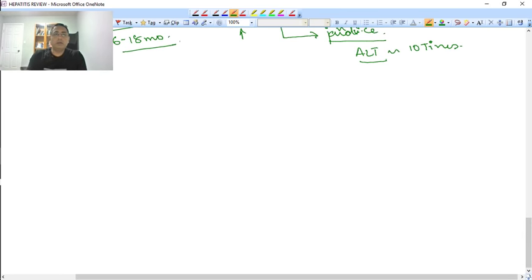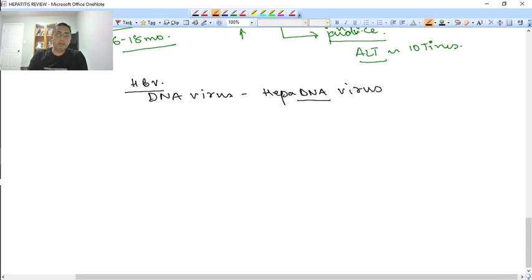Next, we move on to hepatitis B. That's a particularly longer topic. If we talk about the hepatitis B virus, hepatitis B is a DNA virus, from the hepadnavirus family. So the name itself contains DNA. The incubation period for hepatitis B is roughly around 1 month, 30 days, till 6 months, 180 days. So to remember it easily, it is 30 to 180 days.